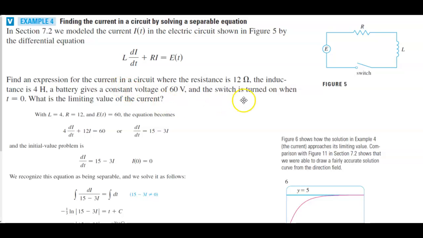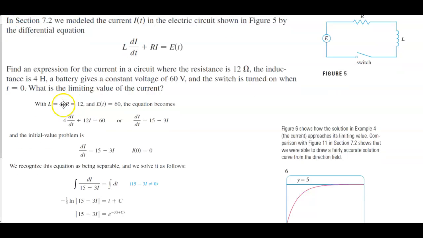circuit where the resistance is 12 ohms, the inductance is 4 henries, a battery gives a constant voltage of 60 volts, and the switch is turned on when t is equal to 0. What is the limiting value of the current?